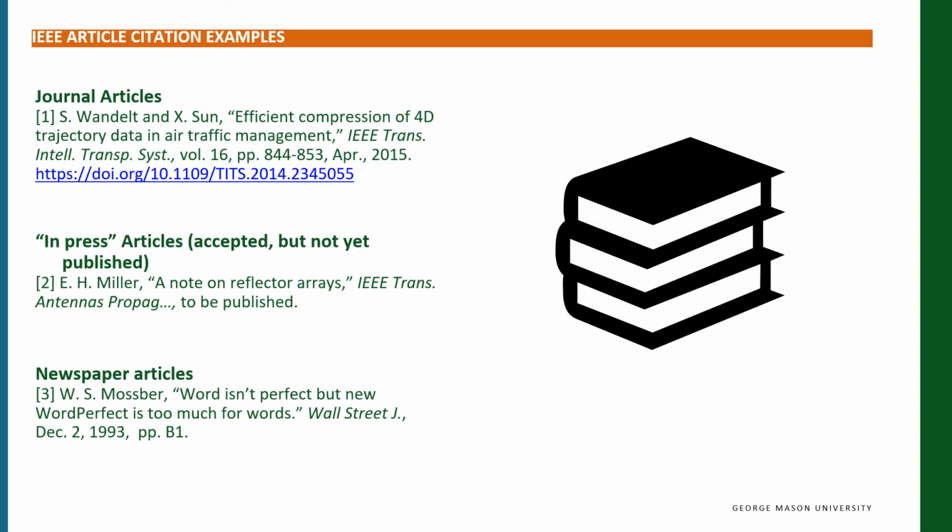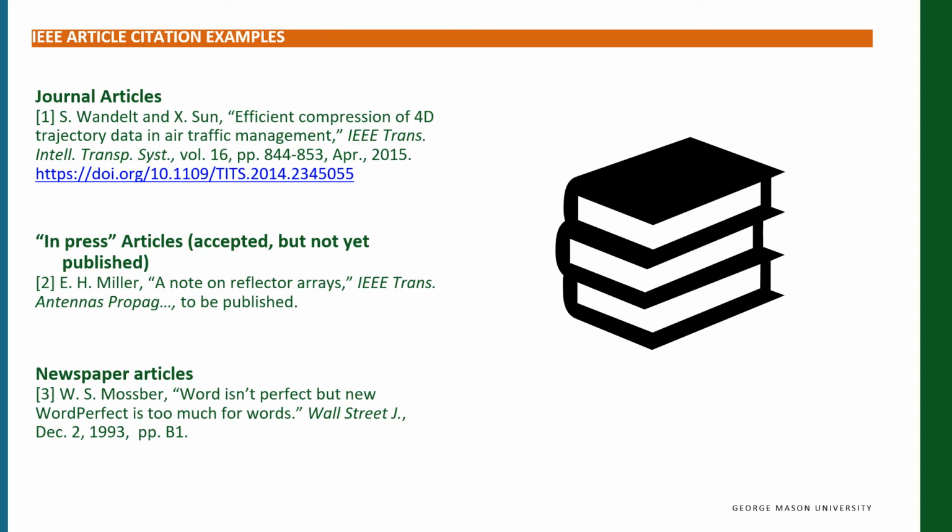Now let's look at some examples of different article citations in IEEE style. Notice that they don't look like your typical APA or MLA citation. What are some of the differences in these citations compared to citations in other styles? The first difference is that the author name is in first initial last name order. Most other citation styles use the last name, first name, or initial order.